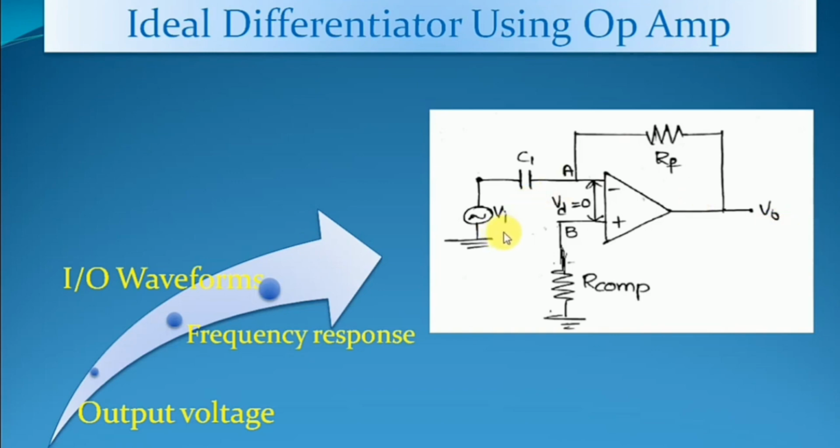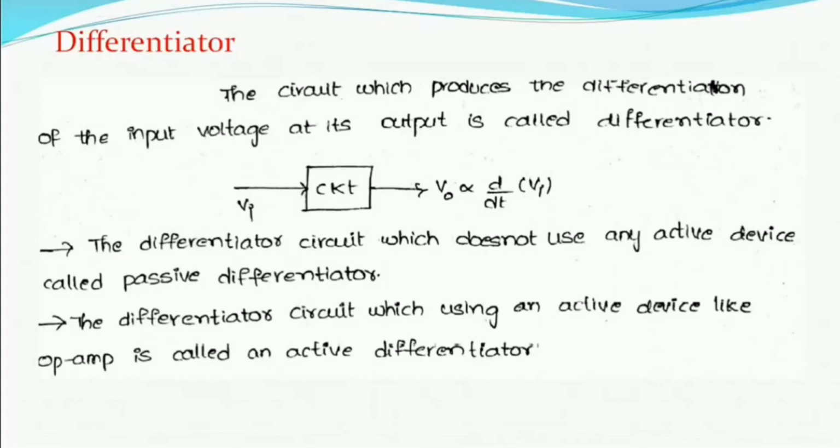At last, we are going to see what is the frequency response of ideal differentiator circuit using op-amp, and what are the advantages of using this circuit and what are the disadvantages of using ideal differentiator circuit, and how to overcome those disadvantages. Now we are going to see what is differentiator.